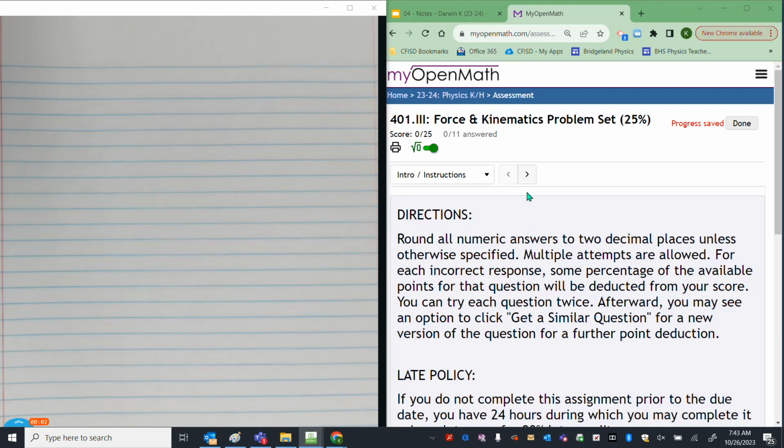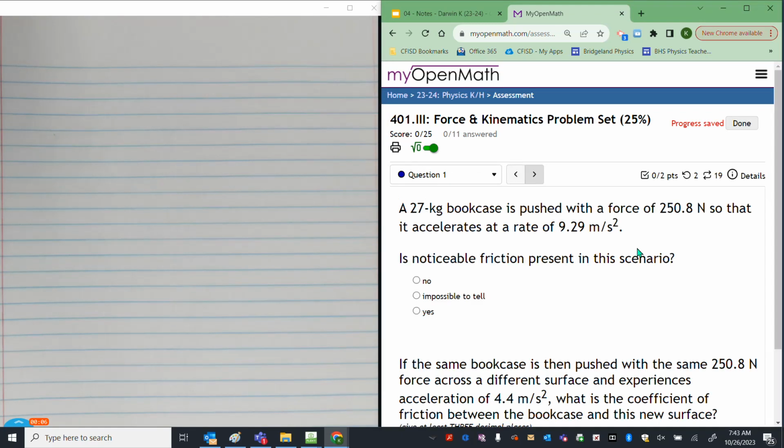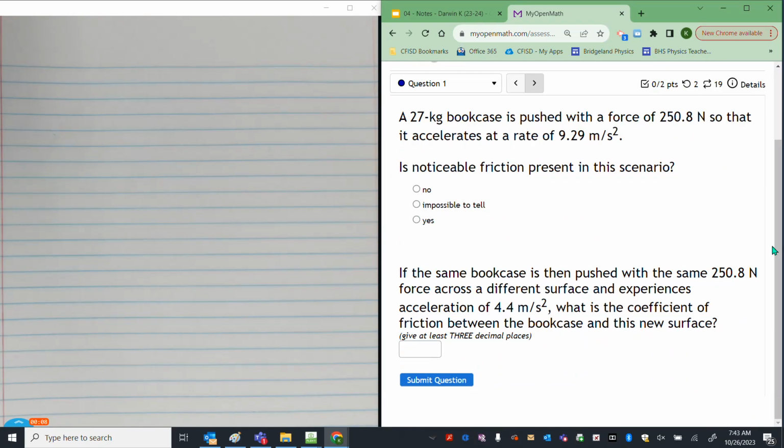All right, so this is the assignment 401.3 force and kinematics problem set. So I'll start with just question 1. We'll go through it. It says a 27 kilogram bookcase is pushed with a force of 250.8 newtons so that it accelerates at a rate of 9.29 meters per second squared. Is noticeable friction present in this scenario?